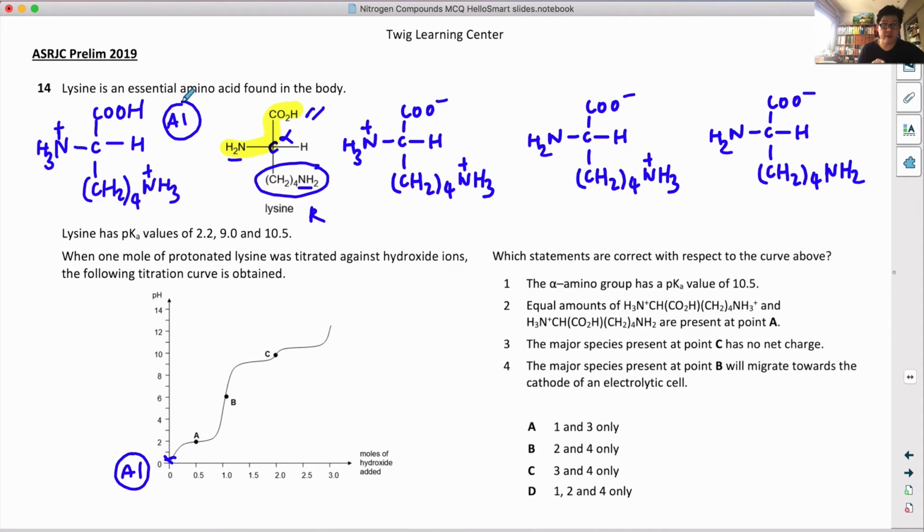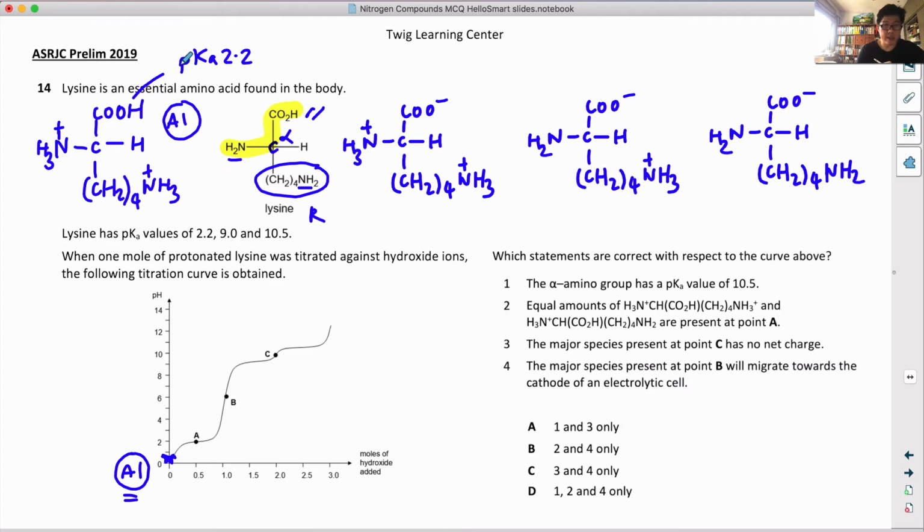This is in a very acidic medium, so I'm calling it A1. So I wrote it over here. This is the beginning of the graph. If you remember, this acid group has a pKa of 2.2, right? This is the most acidic one.